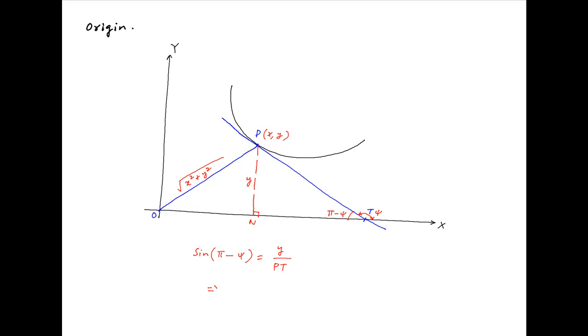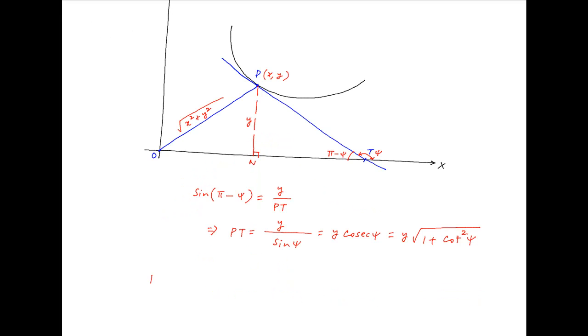And therefore, PT is equal to y upon sine of psi, which is equal to y times cosec psi, which can be written as y times square root of 1 plus cot square psi. Now tan psi is equal to the slope of the tangent PT, which is also equal to dy upon dx. Therefore, PT is equal to y times square root of 1 plus dx upon dy whole square.